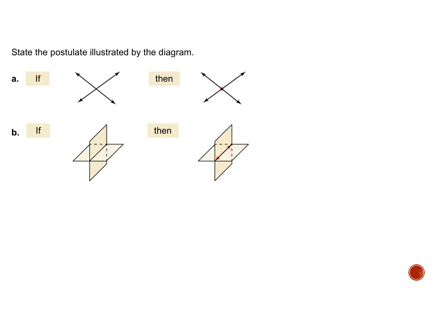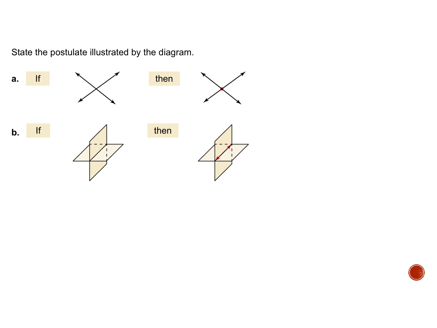So let's take a look at example 1 and see how we apply these postulates. For example 1, it says to state the postulate that's illustrated by the diagram. So if we look at this first one here, it says if, and notice we have 2 lines that are going to intersect here, then, and notice I have this little red dot here in the middle. So if I have 2 lines that intersect, then they're going to intersect at exactly 1 point.